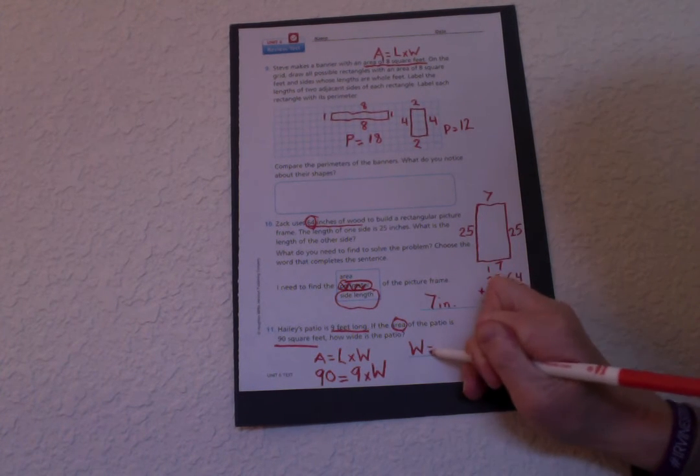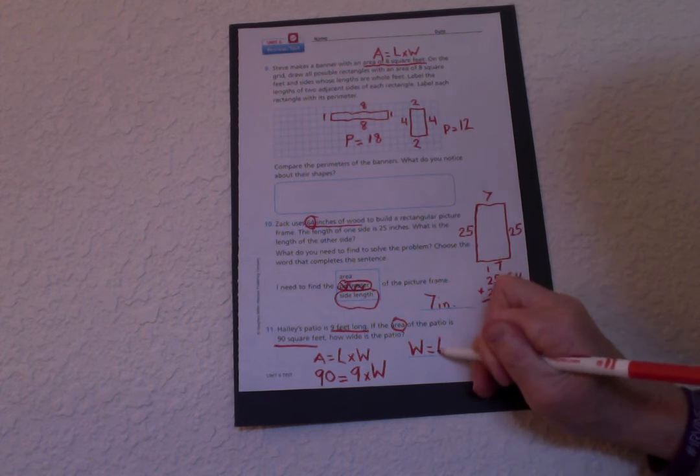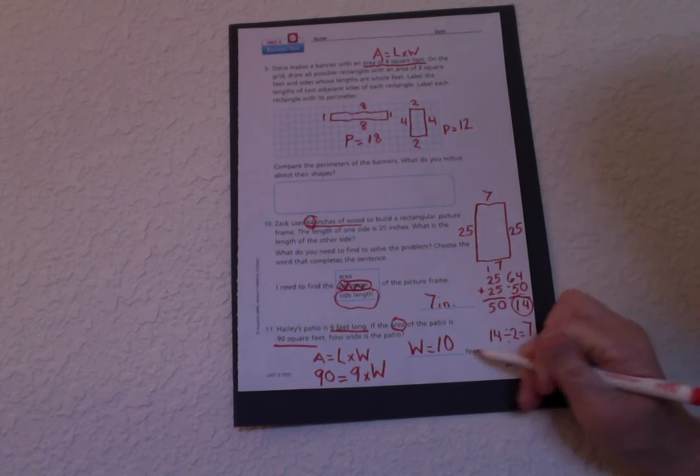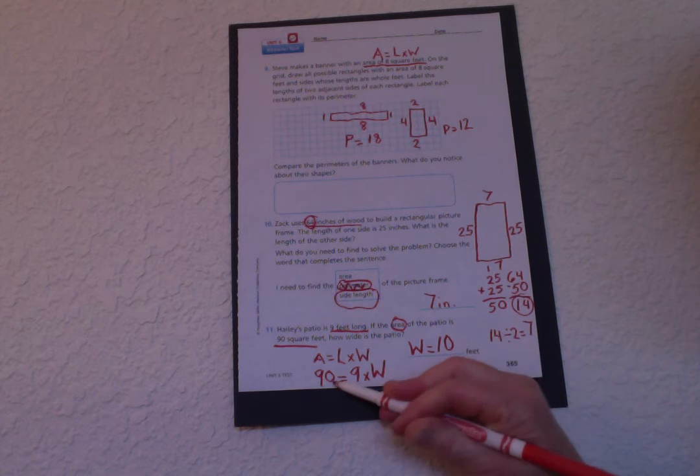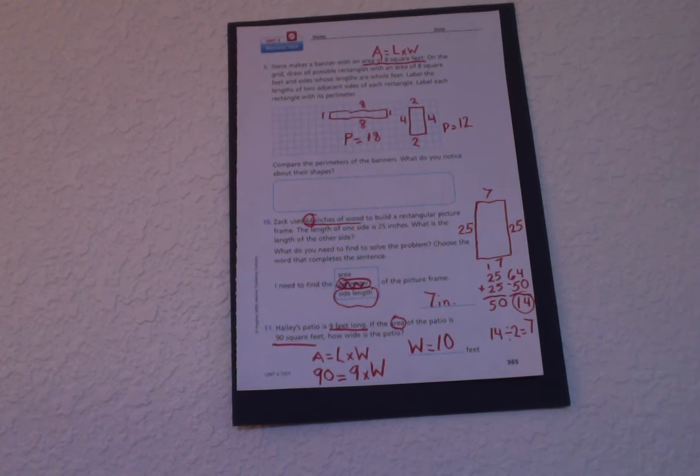I bet you guys figured this out. The width would be 10 feet. They've already labeled it for you. Because 9 times 10 equals 90. So I had to find the W.